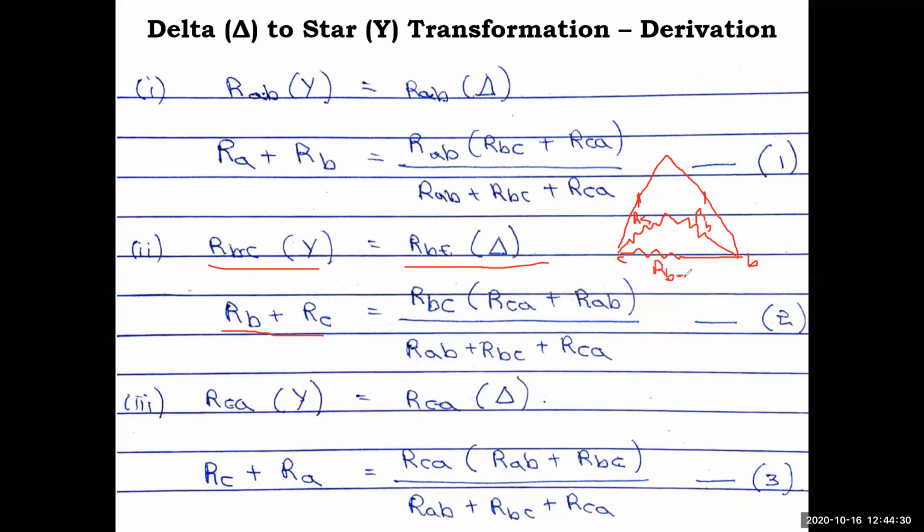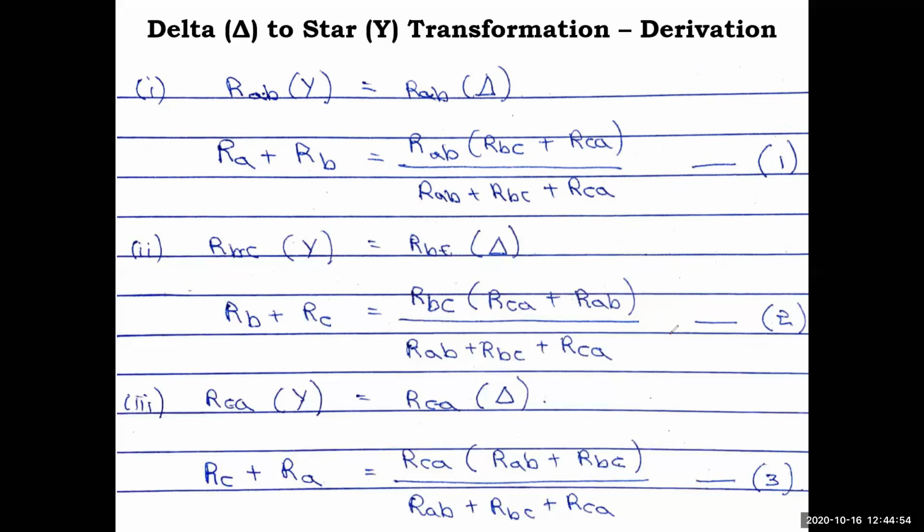Okay, so similar way you have the RAB and RCA here. So these two are in series, so that's why RCA plus RAB we have written into RBC, because parallel connection, divided by total resistance. So this may not change, it will be same. I hope you understood. You can write the third equation now without looking at that. So RCA Y is equal to RCA delta.